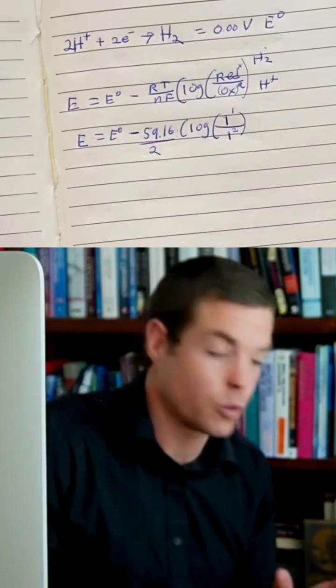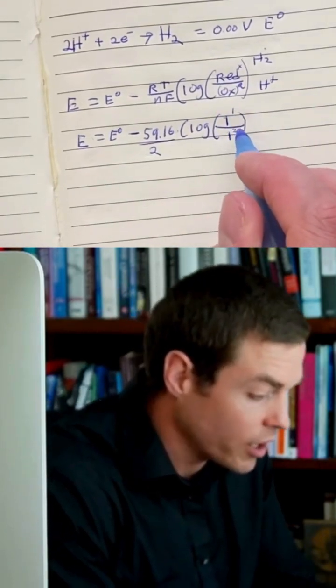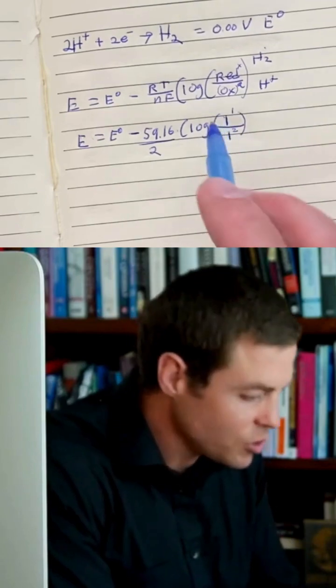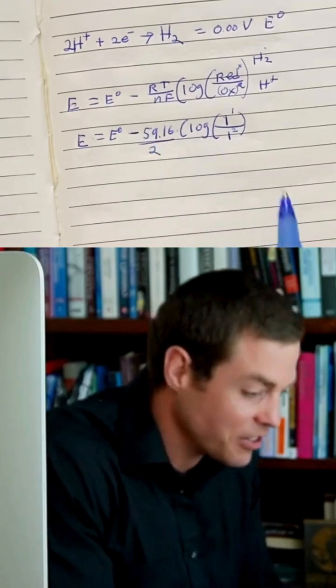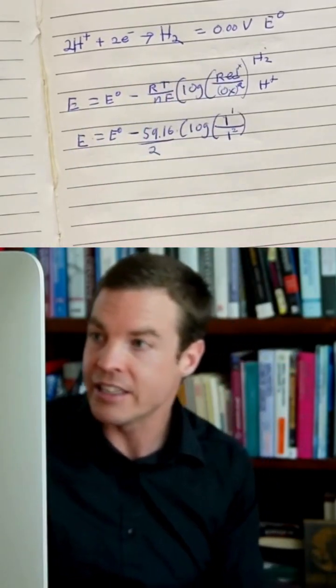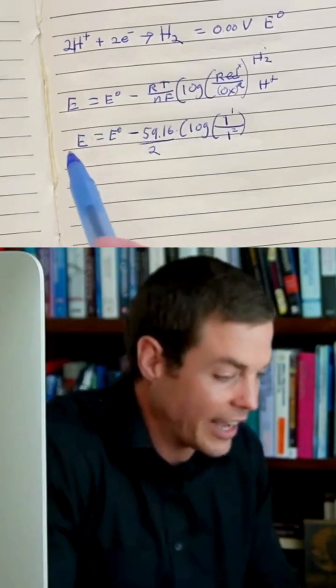Now let's just do this quick math. What is 1 to the first power? 1. 1 squared is going to be 1. So 1 divided by 1 is 1. And then the log of 1 is 0. Well, 0 times this number is 0. And E naught, which we know, we look at the table, E naught is 0. So 0 minus 0 is 0. That means the redox potential of this is 0.